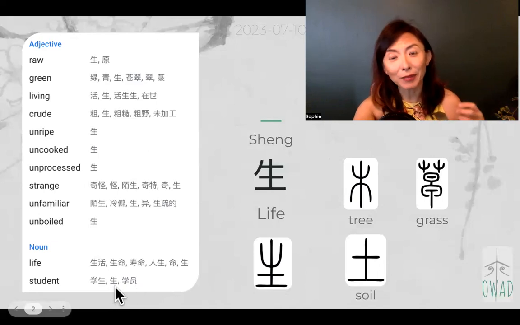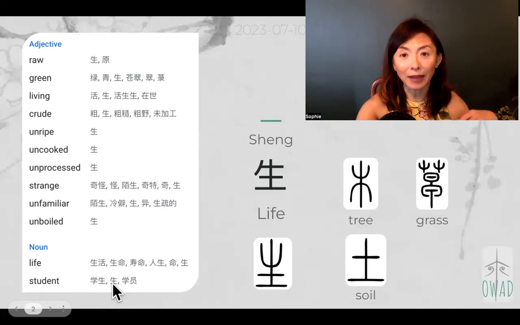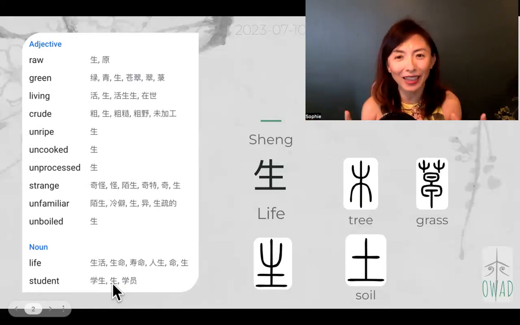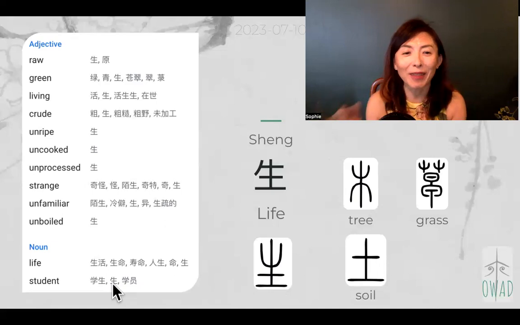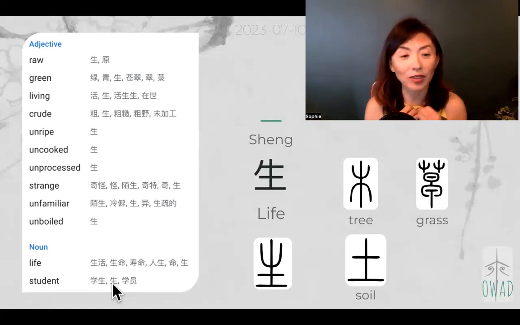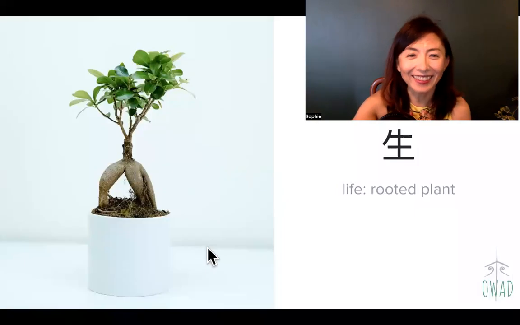And sheng can even be student. Okay, when you pair it with study, so study life. Gosh, I just realized that 学生, student. In English, we don't really think about what they are studying, right? But in Chinese, we're actually talking about study life. That's lifetime study, right? Lifetime learning. Gosh, that's the definition of student. It's so beautiful. I just learned.